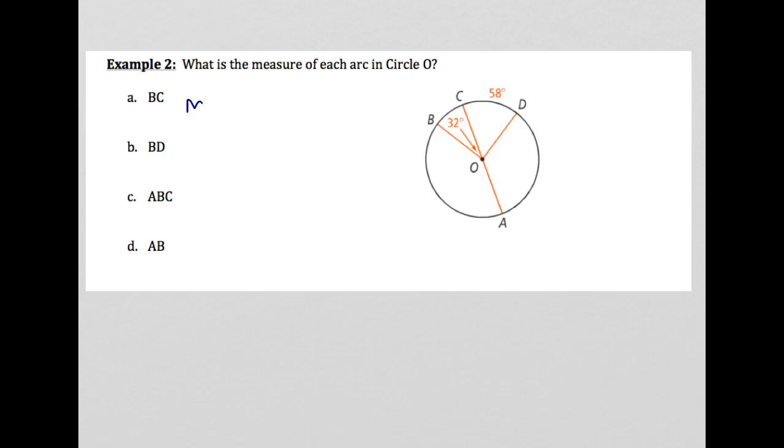So if we're doing this correctly, we would want to put the measure of BC, if we want to use correct notation, the measure of BC with the arc symbol over the top to tell me that I'm talking about an arc, is the same measure as its corresponding central angle. So right here, the central angle that corresponds to that arc, what's the measure of that central angle? 32 degrees. So I know that arc right there is 32 degrees. Okay? So let's figure out what's the measure of BD.